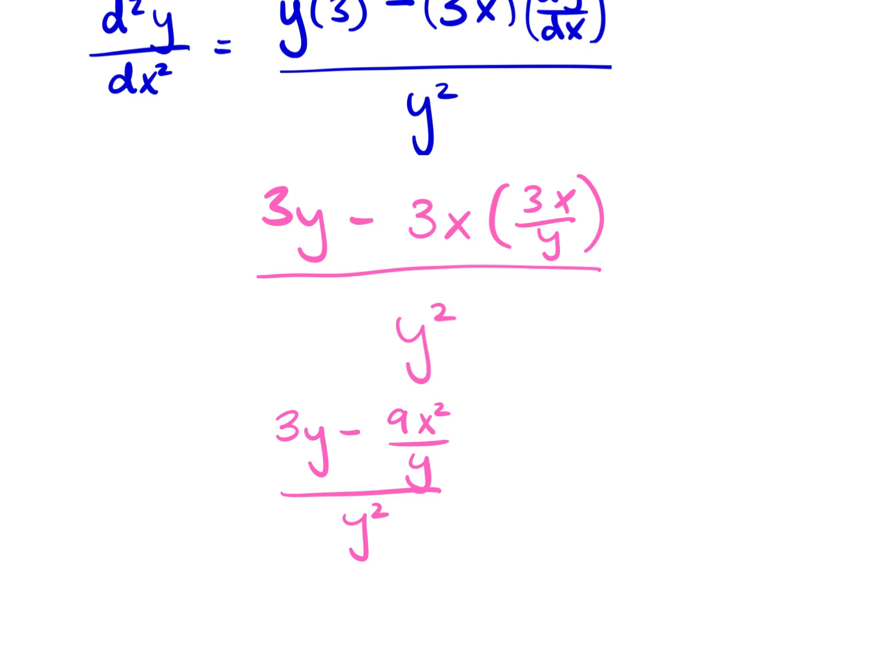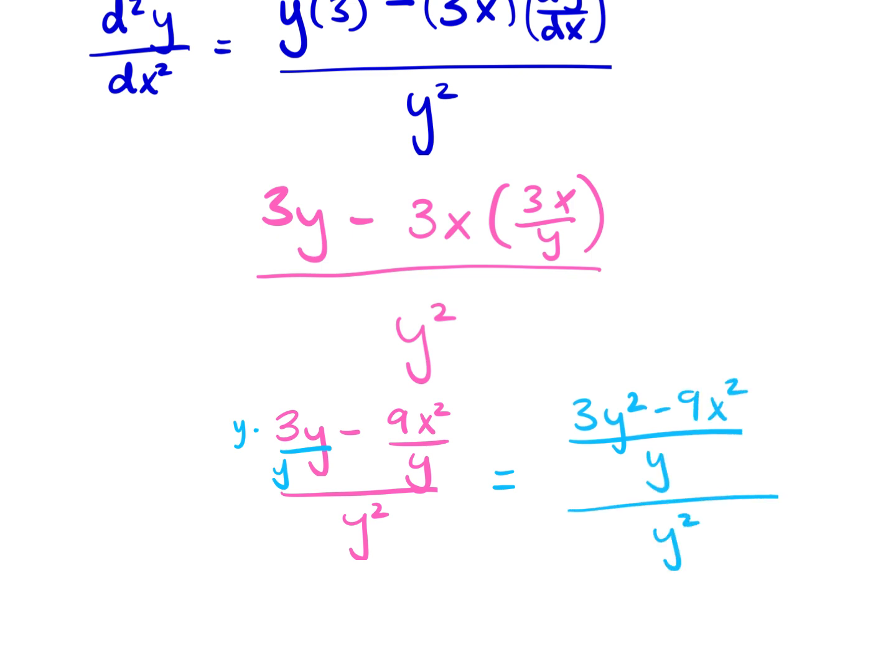Let's combine our terms on top together, make it one fraction on top, and then when we have a fraction over a fraction, we can keep, change, flip. What do I need if I'm combining my terms on top? A common denominator. So I'm going to multiply my first 3y by y over y. Just give it a denominator of y. So now I made it 3y squared over y. So 3y squared minus 9x squared over y, all over y squared.